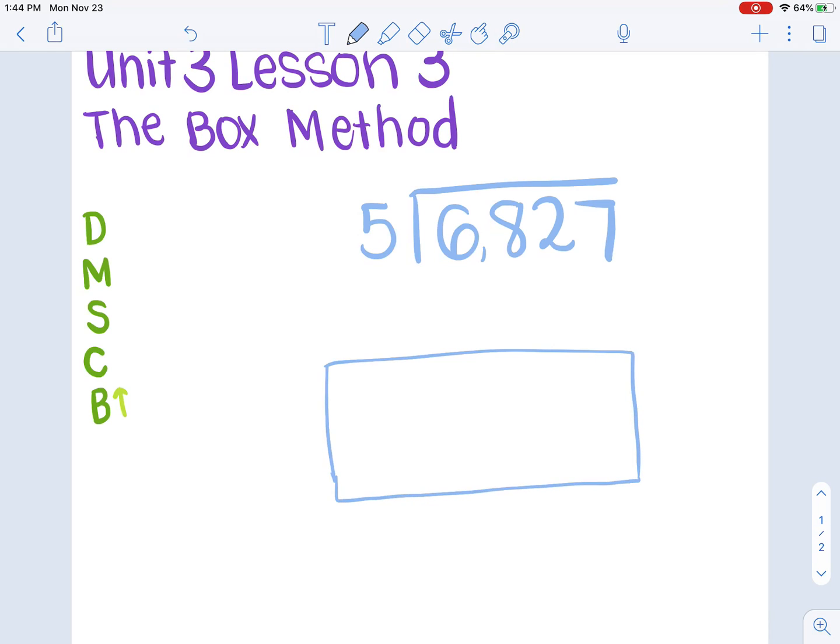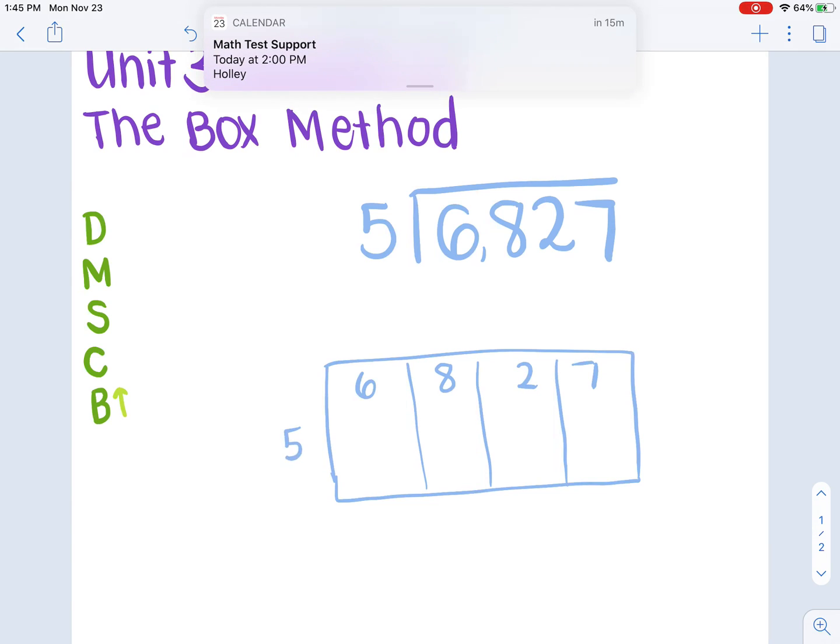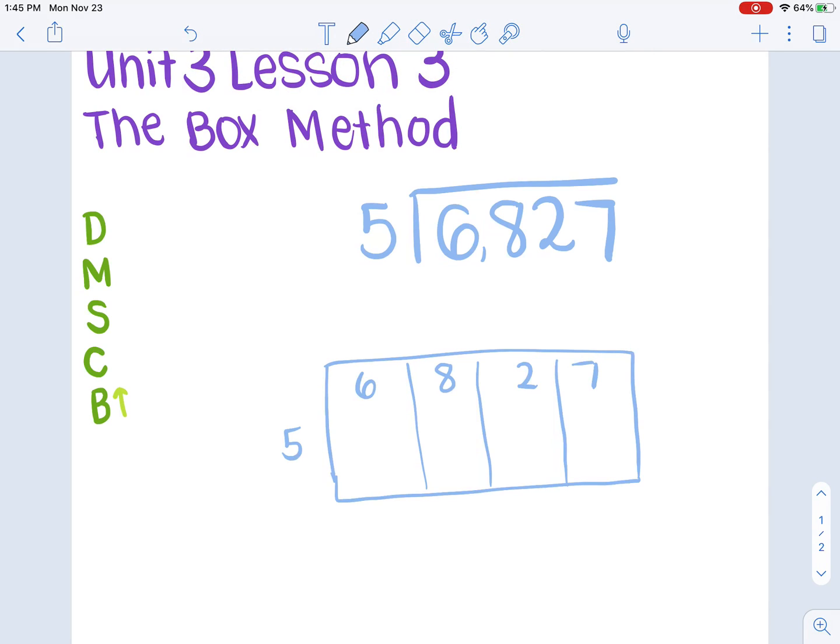Now that you've given it a try, let's see how you did. Hopefully you made a box for 6, 8, 2, and 7. Then you put your divisor on the side. Then let's get started. Hopefully you put a 1 on the top, and you subtracted. Then you brought it up. 18 divided by 5 should have been 3. 3 times 5 is 15, and that should have gotten you 3. Double check, 3 is smaller than 5. I'm good to go.